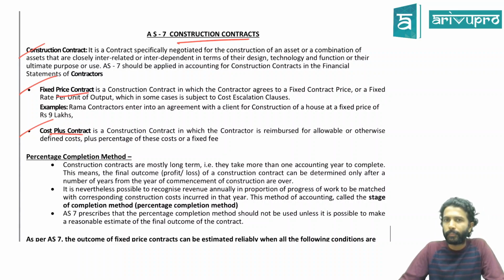The next one is the cost plus contract. You will negotiate: I will give you the expenditure I've incurred, to that add 10% and give me the amount. The margin for me is 10%. Whatever cost I've incurred, I'll support with the bills. To that you add 10% and give me the money. That is your cost plus contract. Fair enough?